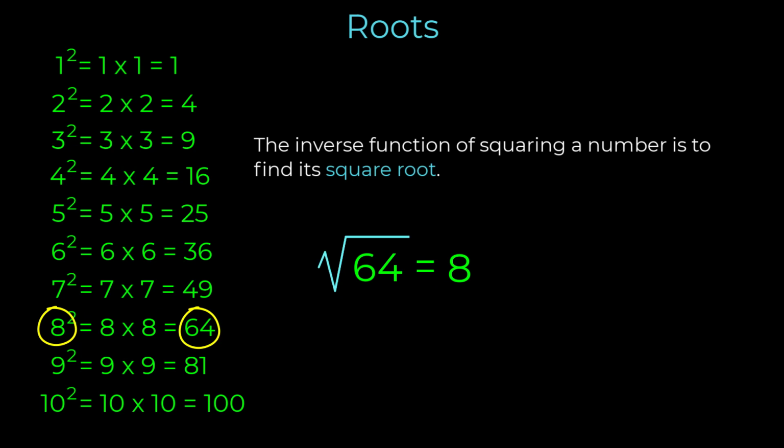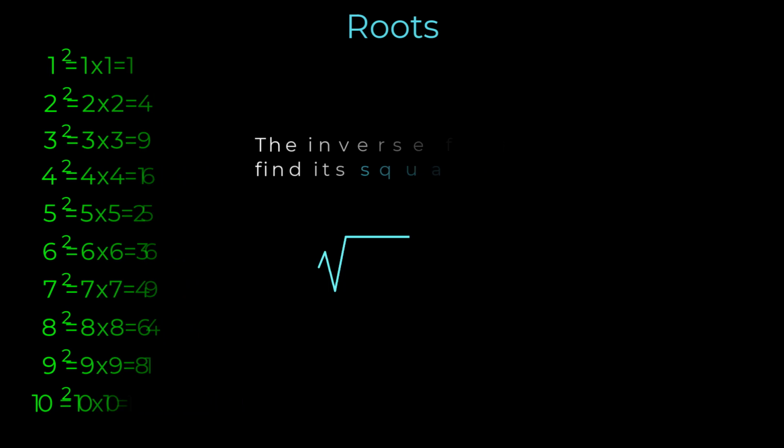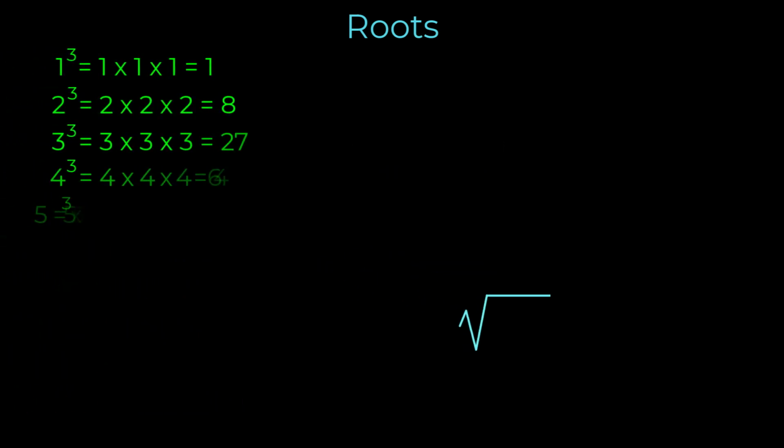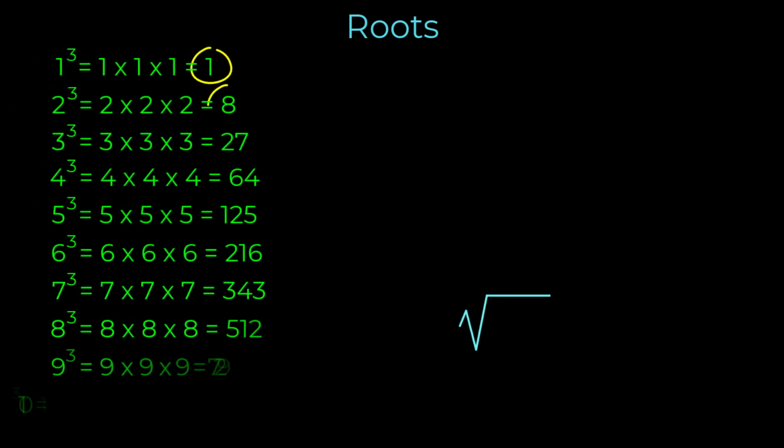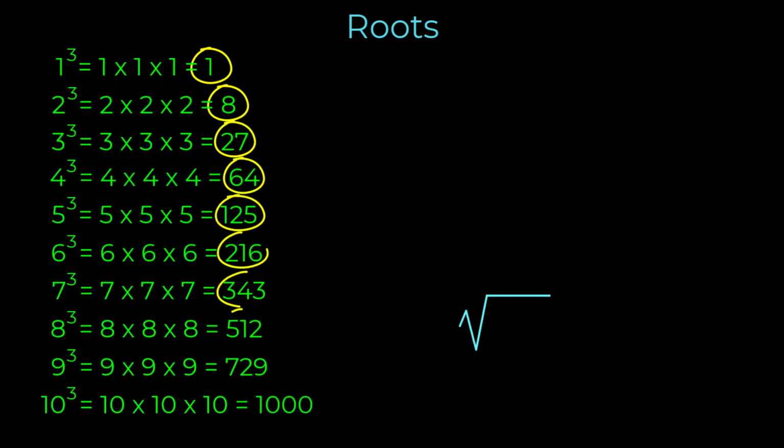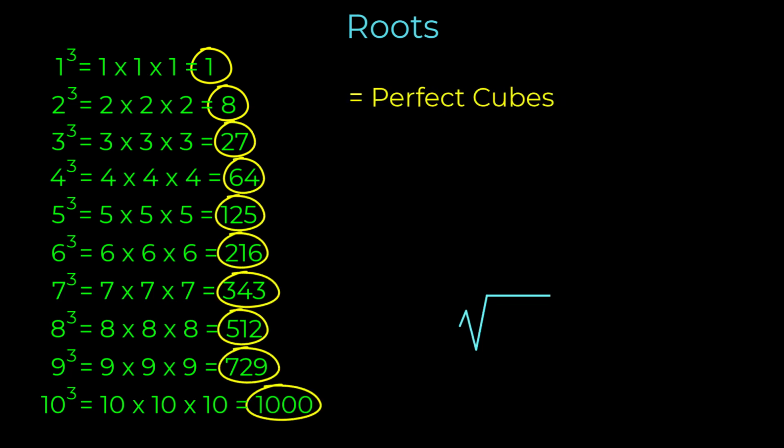Let's try a couple more. What is the square root of 25? It is 5, since 5 times 5, that is 5 squared, is 25. What is the square root of 49? It is 7, since 7 squared is 49. We can also take the first 10 counting numbers and come up with the cubes of each of them. We get 1, 8, 27, etc. These are called perfect cubes.